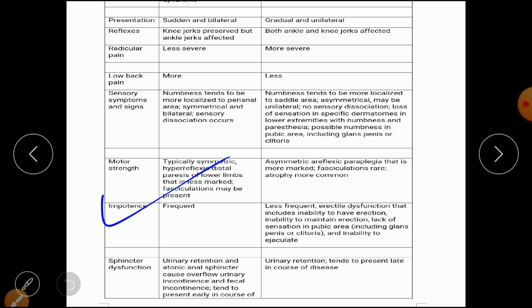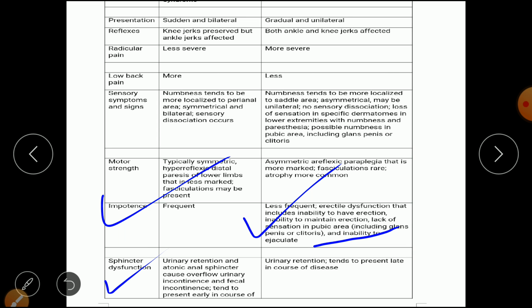Now the impotence. So impotence is frequent in the conus medullaris and less frequent in the cauda equina. But erectile dysfunction in male, the inability to have or maintain an erection, and lack of sensation in pubic area, which includes glans penis in male and the clitoris in female, and inability to ejaculate in men. So the erectile dysfunction and the pubic area sensation are more affected in the cauda equina syndrome.